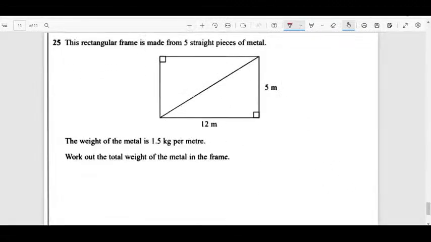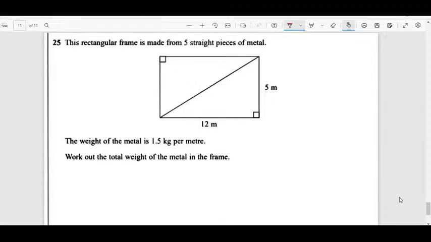All right. So this is the last question for today. I am a bit confused. I am not sure if we have discussed this earlier or not. But yes, let's do it. So it says this rectangular frame is made from 5 straight pieces of metal. The weight of the metal is 1.5 kgs per meter. Work out the total weight of the metal in the frame.